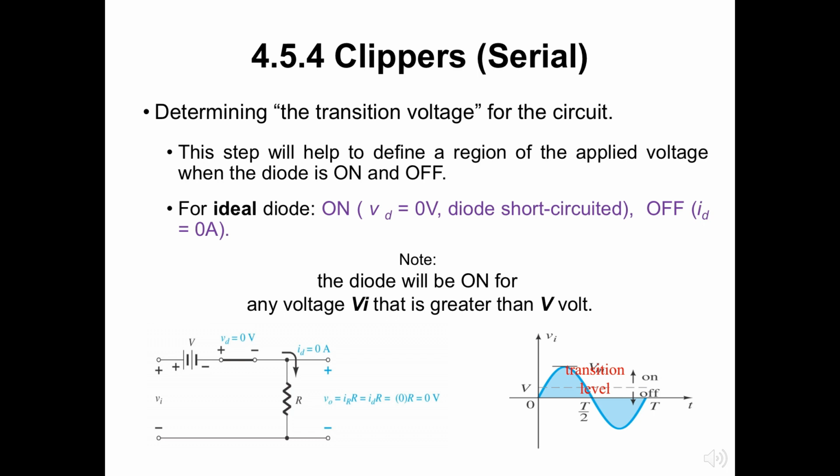Keep in mind that we are dealing with an ideal diode for the moment, so the turn-on voltage is simply 0 V. In general, therefore, for the network of this figure we can conclude that the diode will be on for any voltage Vi that is greater than V volts and off for any lesser voltage. For the off condition, the output would be 0 V due to the lack of current, and for the on condition it would simply be VO equal to Vi minus V as determined by Kirchhoff's voltage law.